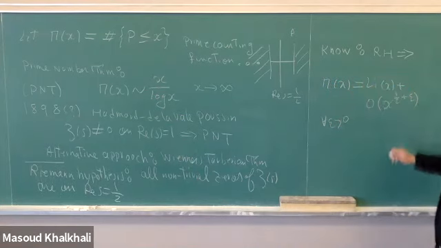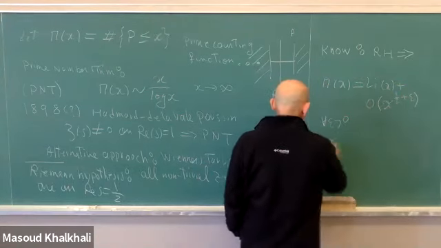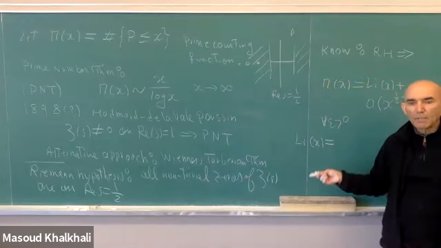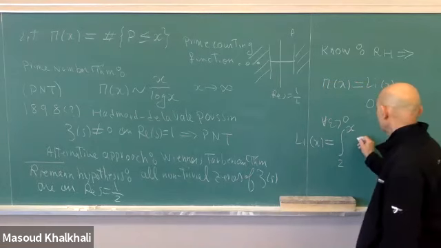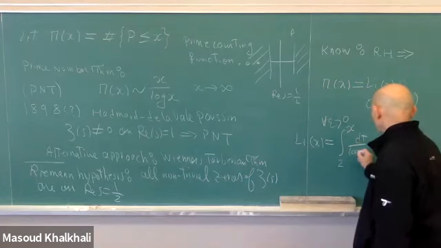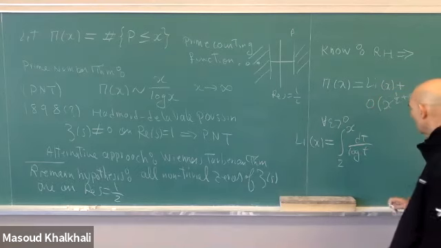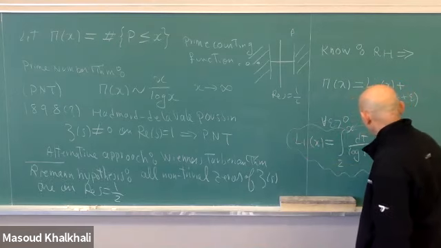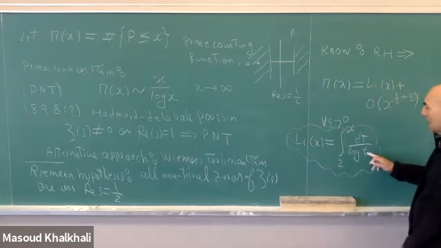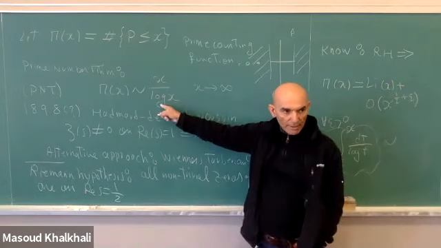Let me explain. So Li(x) is this logarithmic integral function, which is the integral from 2 to x of dt over log t. When I write log, I mean the natural log, not base 10. So this is a very important function. It's elementary to show that this is asymptotic to x over log x.